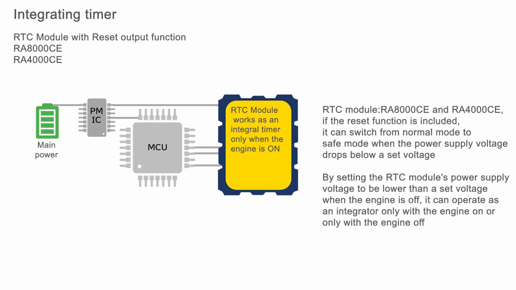This allows the RTC module to operate as an accumulator only when the engine is on, or only when the engine is off. It is also possible to count the cumulative time with both the engine on and off combined. This can be used to notify you when it's time to replace the battery.